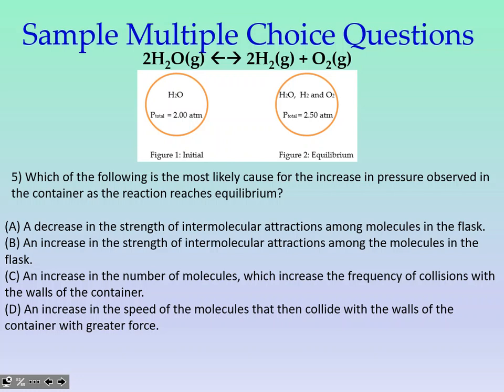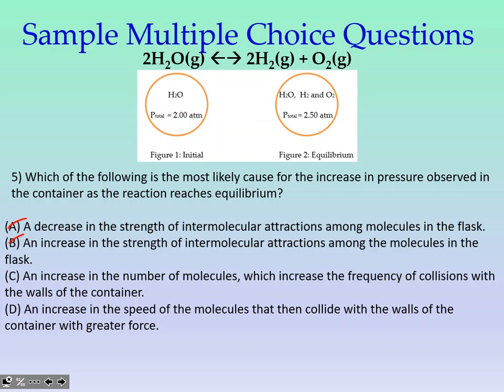What do we know about gases in a container when we're thinking about the kinetic molecular theory? What is the assumption about gases? There are no forces. No repulsive, no attractive forces. So, A and B, we're just going to throw out. See you later. We're assuming no forces. They're not telling us it's deviating from ideal gas law or anything here, so those are out. Now looking at the last two, we have an increase in the number of molecules, which increases the frequency of collisions with the walls of the container, or we have an increase in the speed of the molecules that then collide with the walls of the container with the greater force.